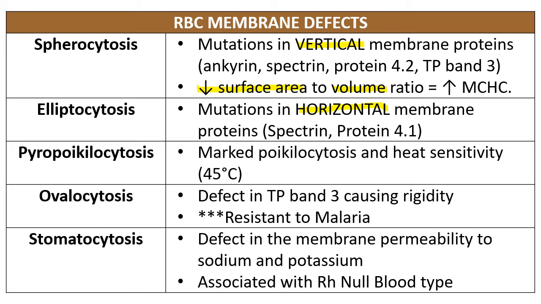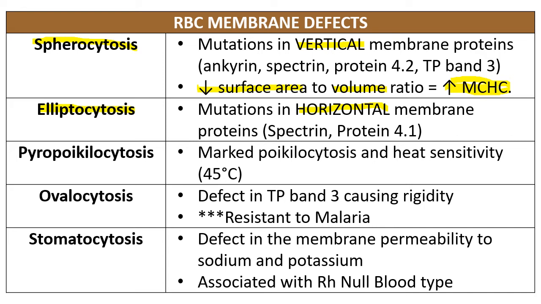So, ang expected laboratory result nito is increased MCHC. Remember, yung mga hyperchromic anemia, ano ulit ang perfect example ng mga yan? Ito yung mga spherocytes natin. Okay? Yung mutations naman ng horizontal membrane, specifically yung spectrin and protein 4.1, ma-appreciate mo sa mga elliptocytes or yung mga pencil-like RBCs natin.